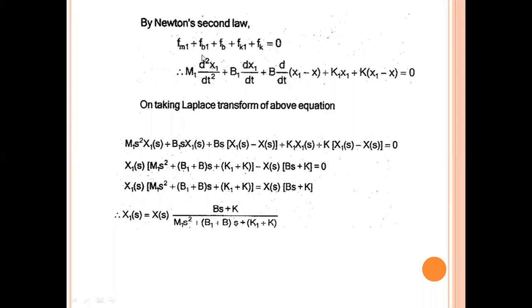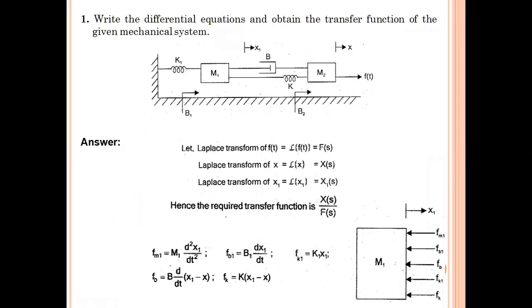So we know how to write the m1 equation, the b1 equation, the b equation, the k1 equation, and we know how to write fk. But however, you need to observe one thing here, that is b and k are experiencing 2 displacements. See, this is one side of b and k. Both are not fixed. They are connected to a mass but not to the reference point.